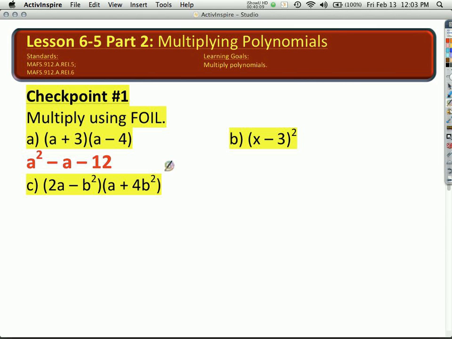I've got student number 1 and student number 21. I got x squared plus 9x plus 9. Okay? Student number 21? x squared minus 6x plus 9. So we have a disagreement. I've got student number 2. Can you break the tie? X squared minus 6x plus 9.